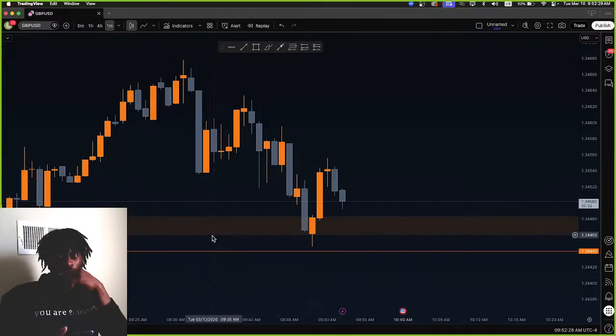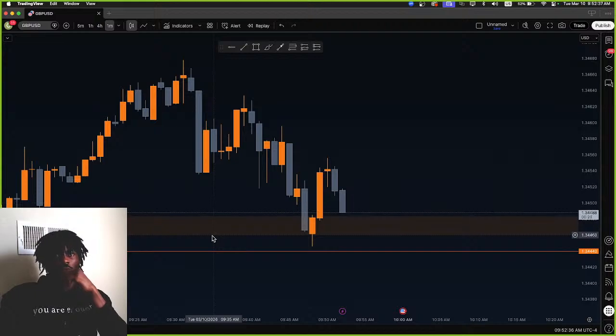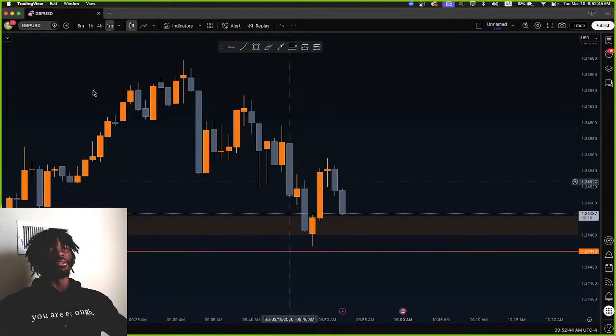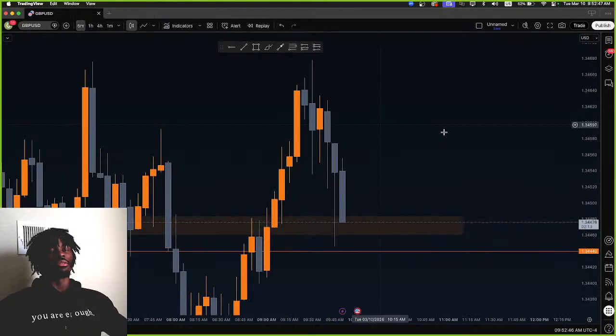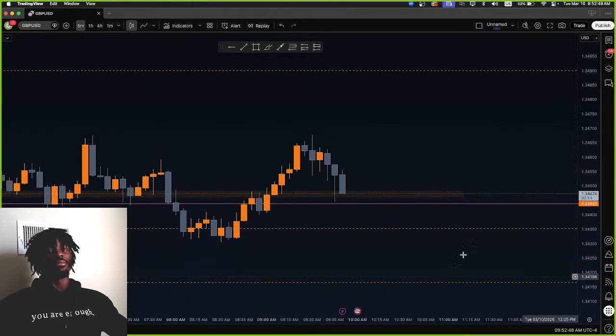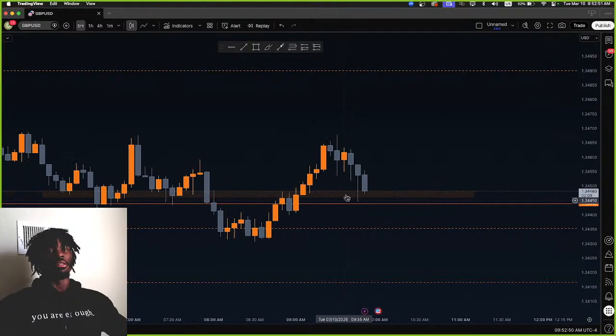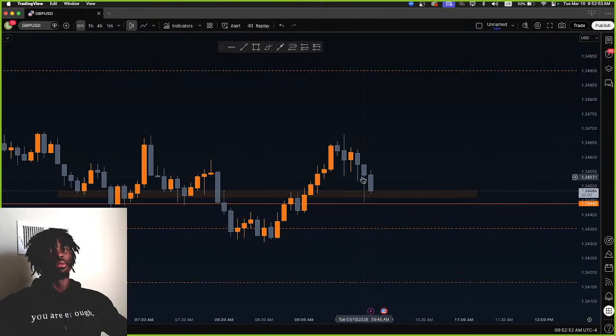Patience. See, patience. I didn't jump in on the first entry. Following the system beautifully. Didn't jump in right here because the structure was still trading bearish. Just because price rejected the area, I'm not just about to jump in here. Price just rejected it. It did the same exact thing here.